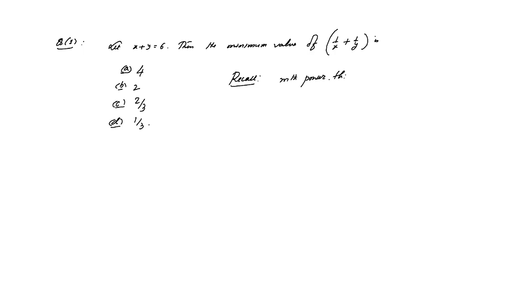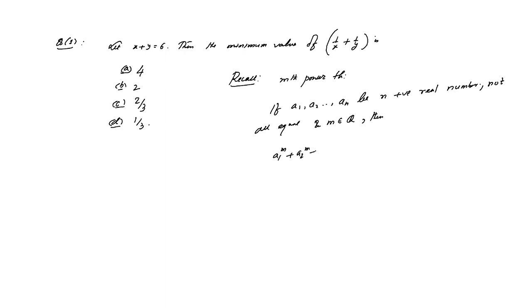The mth power theorem states that if a1, a2, ..., an are n positive real numbers, not all equal, and m is a rational number, m belongs to Q, then (a1 to the power m plus a2 to the power m plus ... plus an to the power m) by n is greater than or less than (a1 plus a2 plus ... plus an) by n, whole to the power m.